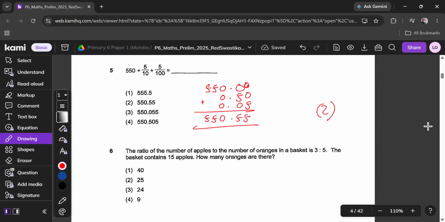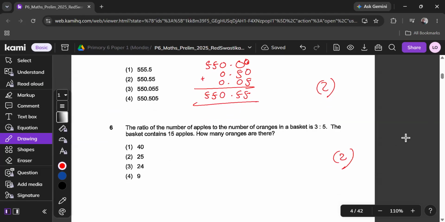Okay, question number 6. The answer is number 2. Okay, and the ratio of apples to the oranges is 3:5. The basket contains 15 apples. So if you want to be very careful without making mistake, you should be writing out the ratio, right? You will see that Ms. Tong will usually write out the ratio, even though it looks simple.